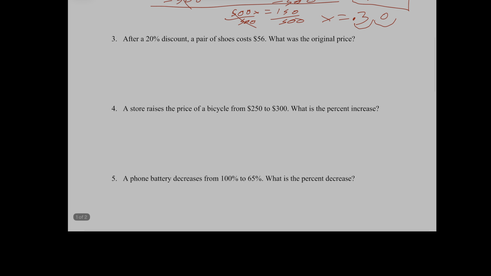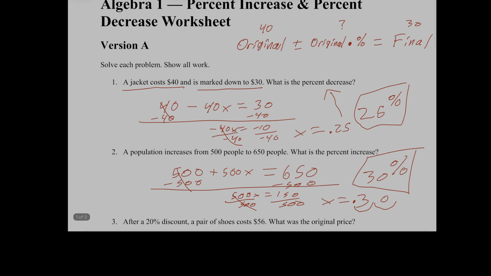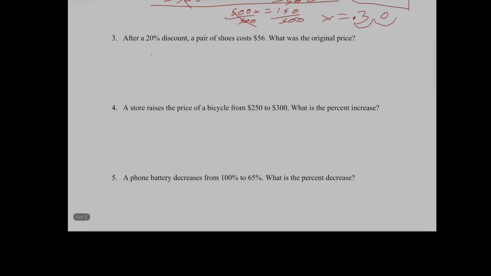After a 20% discount, a pair of shoes costs 56. What's the original price? Now I don't know the original. So if I go back here and look at this, the original is the part I don't know. So that's going to be my X. Now I'm going to do a discount, so I'm going to minus 20%, 0.2, times the original. Well, what's the original? X, and that's going to cost me 56. So that's the final.